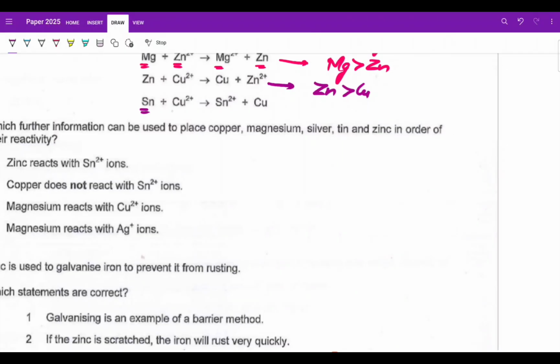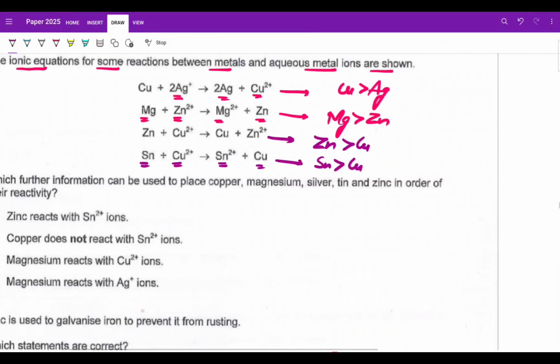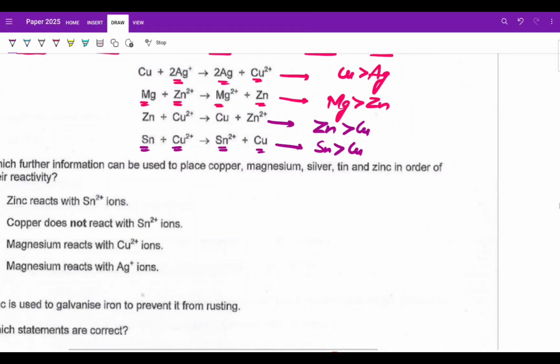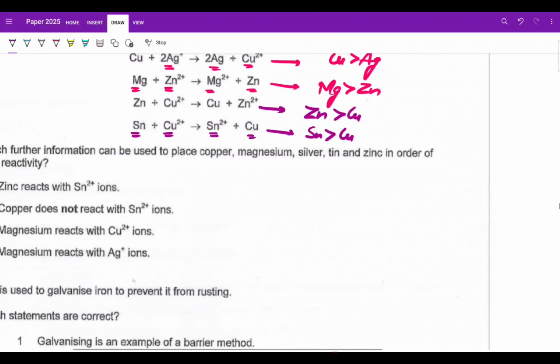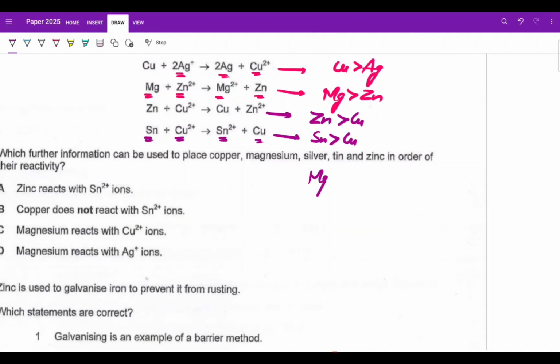And the fourth equation shows tin reacts with Cu2+, that is copper ions, and forms tin ions and copper. It means tin is more reactive than copper. Okay. So I have copper more reactive than silver, magnesium more reactive than zinc, zinc more reactive than copper. So the first element I have is magnesium. Then I can put zinc, since magnesium is more reactive than zinc. Zinc is more reactive than copper. Then I can put copper, and then tin. Tin is more reactive than copper, but I don't have a relationship between tin and zinc.